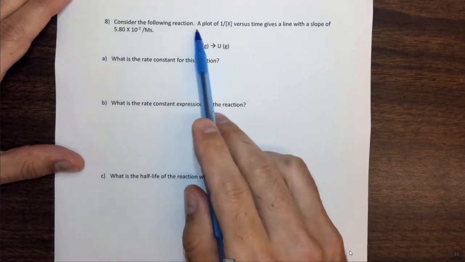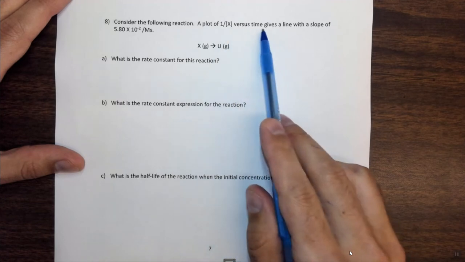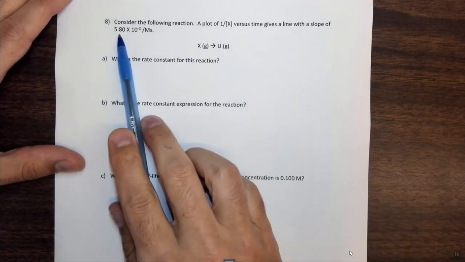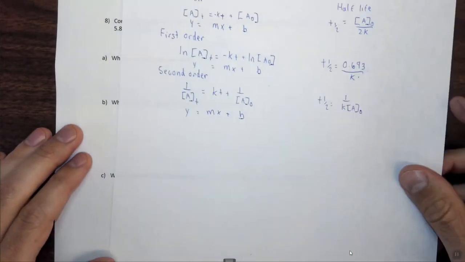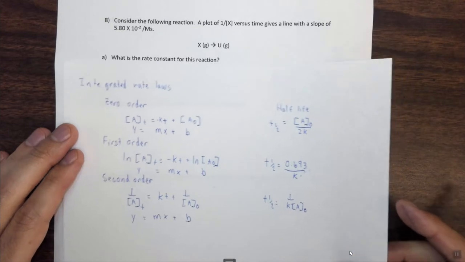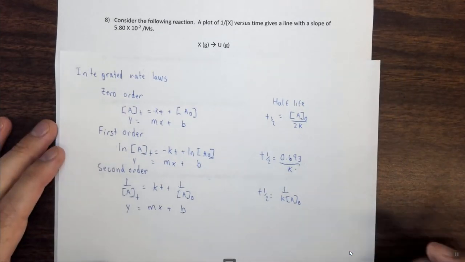This says, consider the following reaction. A plot of 1 over x versus time gives a line with a slope of 5.80 times 10 to the minus 2 per molar second. So in this case, we have a second order reaction. How do we know that it's second order?